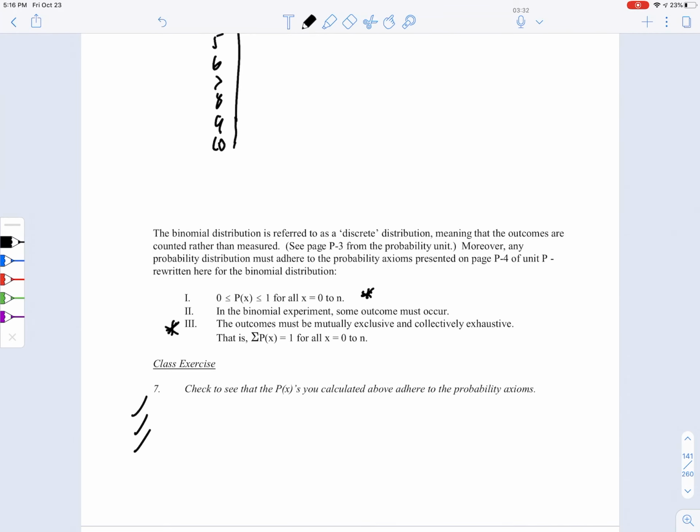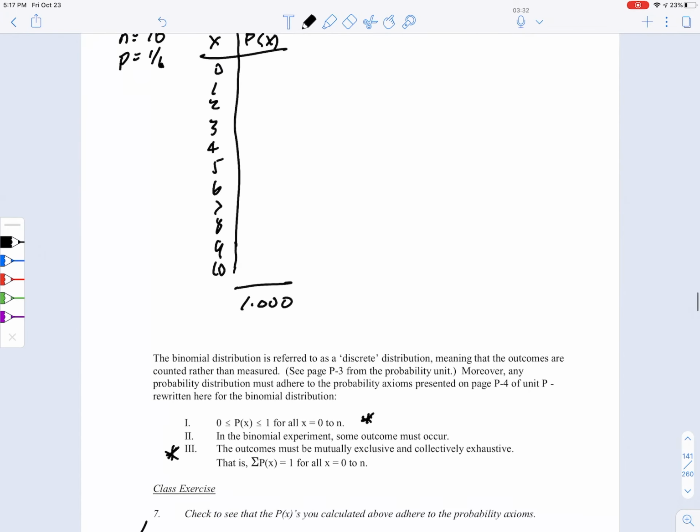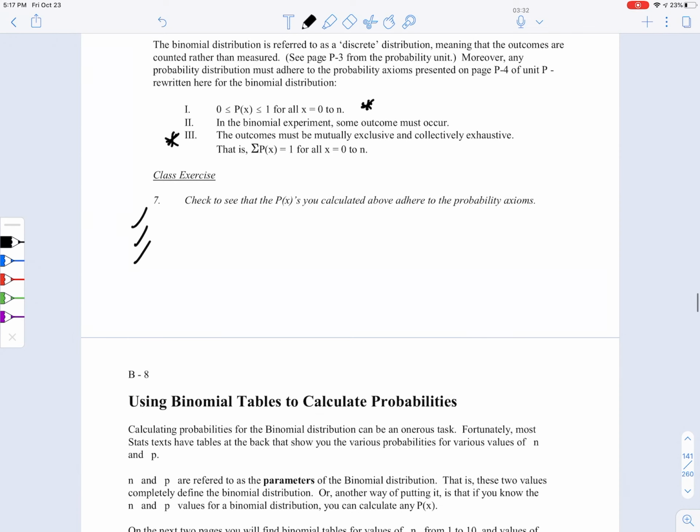So we can go check, check, check for all of the different ones for the coin experiment. When you do the dice experiment, it should be the same here. These probabilities will add up to 1 when you do those. And that's where we will end there. We'll talk about how to use tables next.